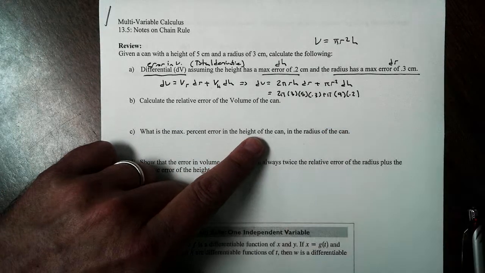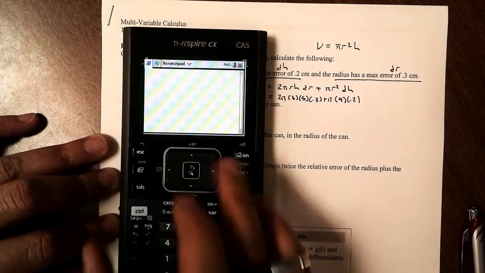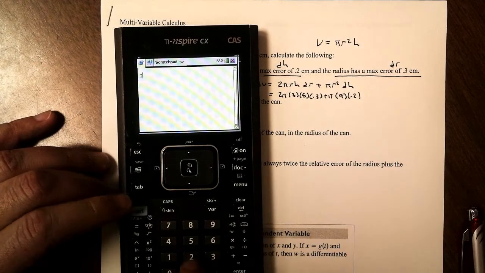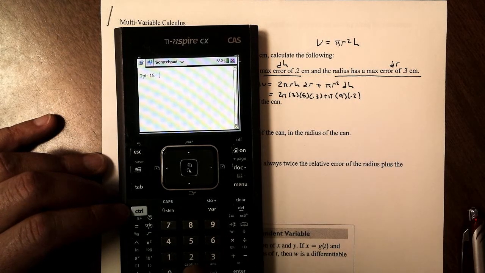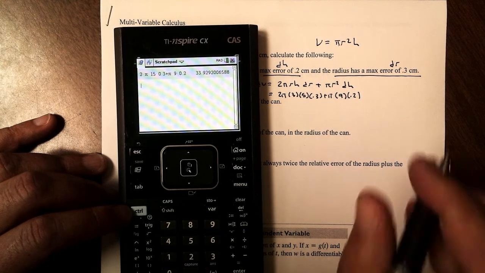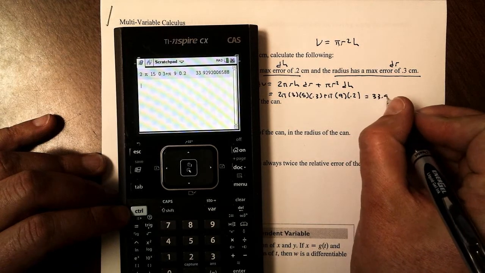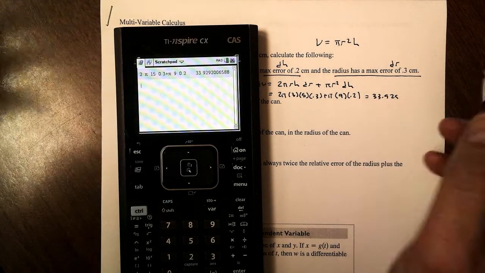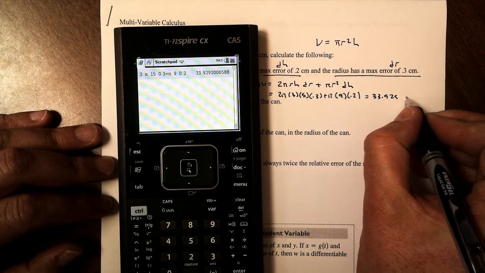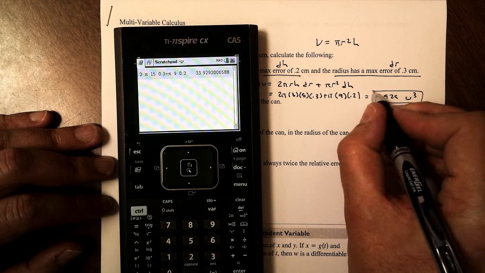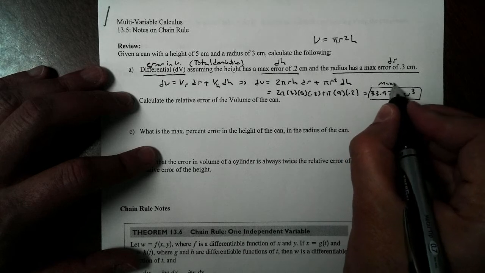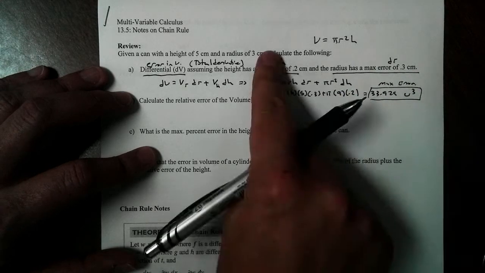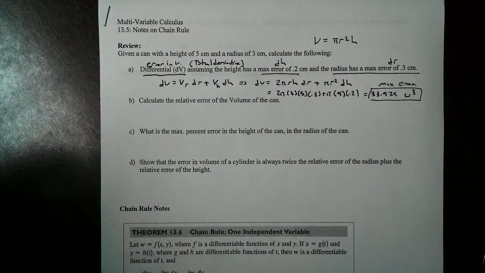And if you type all of this in your calculator, let's go ahead and do that. I'm using the TI-Nspire. I love this calculator. 2 pi times 15 times 0.3 plus pi times 9 times 0.2. And I'm going to get 33.929. And this is in cubic units, whatever the units are. So that is the possible error, the maximum error in calculating the volume. If we would calculate volume, that's the most we could be off by.